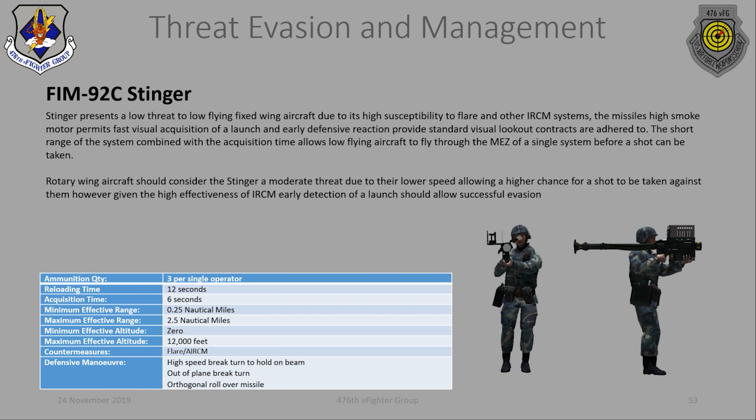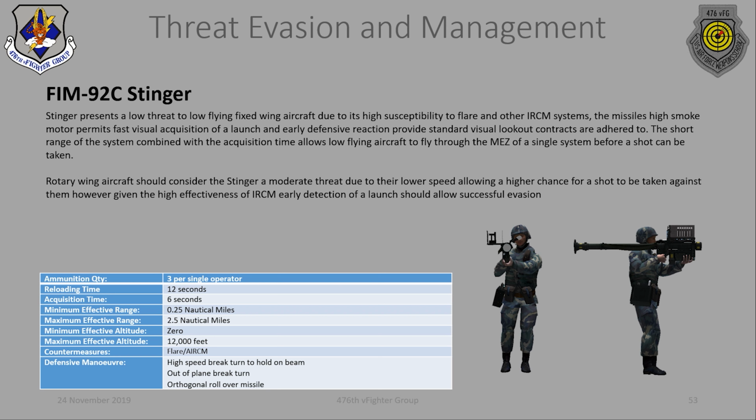Acquisition time, I would say around 6 seconds, and it's effective only about 2.5 miles. No minimum effective altitude. Even if you're in a helicopter hovering 5 feet off the ground, it can still engage you, and it's up to about 12,000 feet. Flares and active infrared countermeasures are very effective against it. It doesn't take many flares for a Stinger to bite. Normally, even if you can get a burst of like 3 or 4 flares in the sky, it'll tend to bite on them.